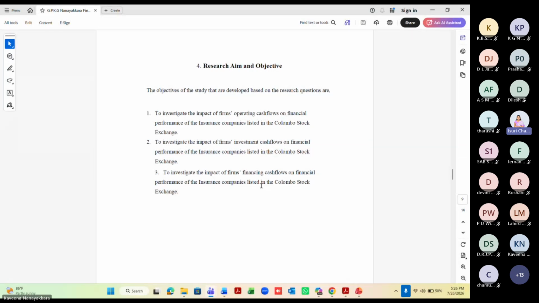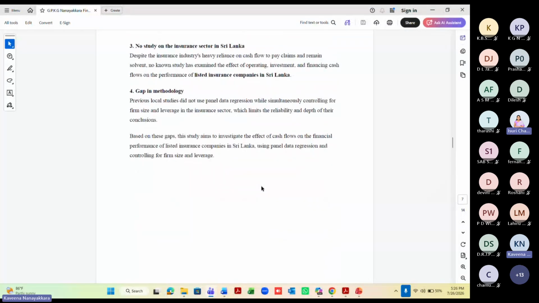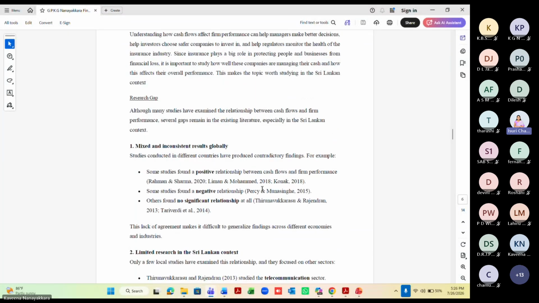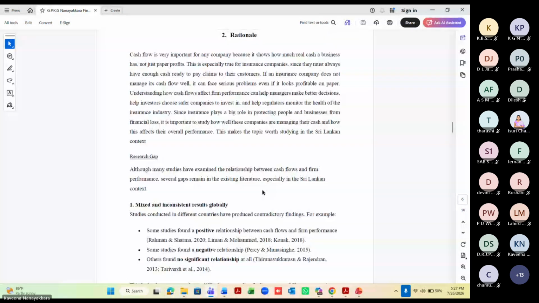ROA means net income divided by the average assets, no? Yes, teacher. So then you have to think of removing one, the independent or the dependent one. My suggestion is, have you found this kind of research articles? Yes, teacher, but they haven't done research regarding the insurance sector, that's why they selected the insurance sector.